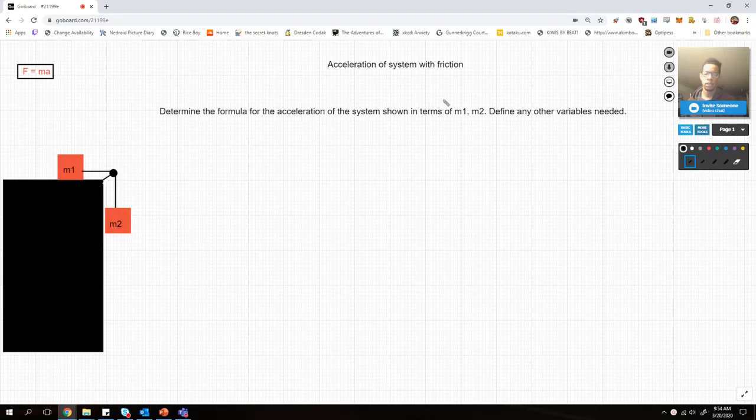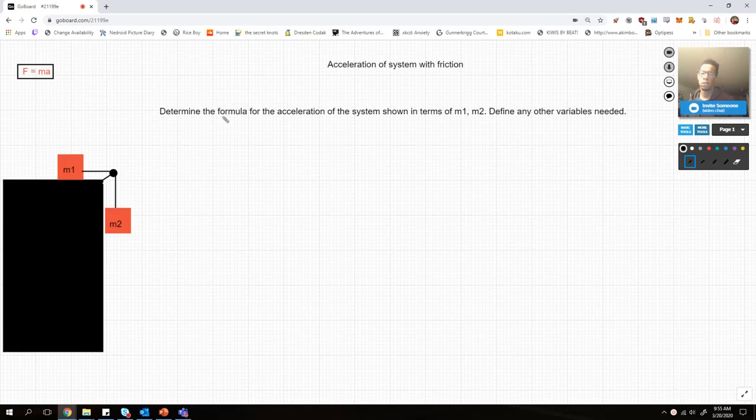This one is going to be an acceleration of a system with friction. It's going to be another one out of the book. I simplified it a little bit because I didn't feel like dealing with this cord here. But this one is number 24, chapter 5 in the book.